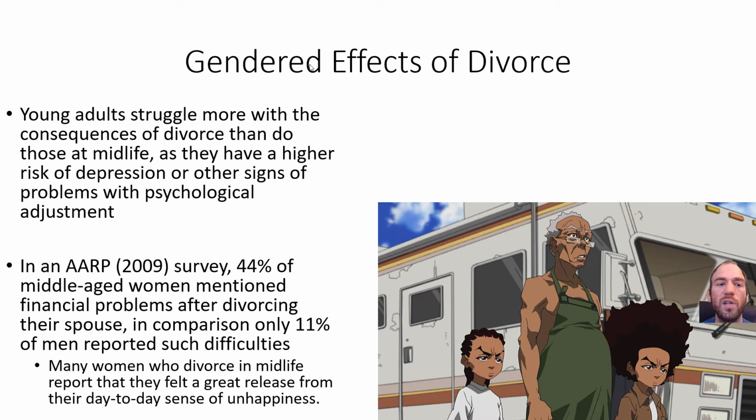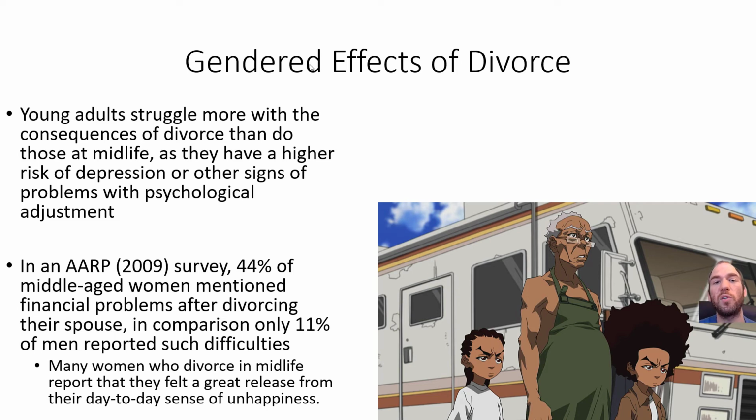Gendered effects of divorce. Young adults struggle more with the consequences of divorce than do those at midlife, as they have a higher risk of depression or other signs of problems with psychological adjustment. In an AARP 2009 survey, 44% of middle-aged women mentioned financial problems after divorcing their spouse. In comparison, only 11% of men reported such difficulties. Many women who divorce in midlife report that they have a greater release from their day-to-day sense of unhappiness. So the idea here is that we have differences in age and gender and the effects of divorce.